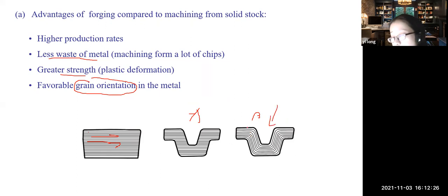You can see that with forging, the grain can flow with the part, so this is very much preferred. If it is something like this, all these points are going to be what we call a stress concentrator, because you break the grain here. So this requires a favorable grain orientation in the metals. These are the advantages.